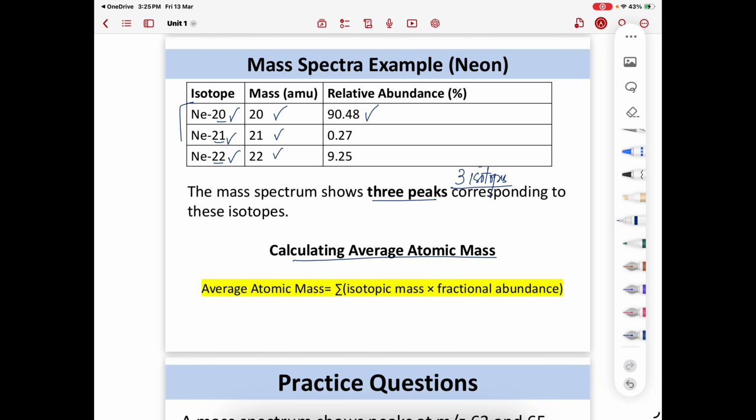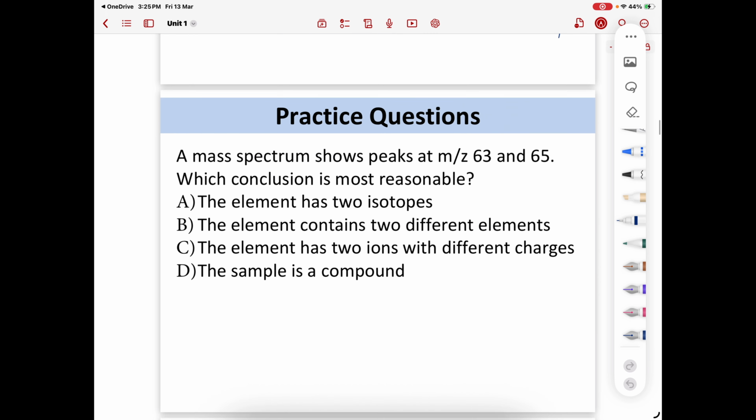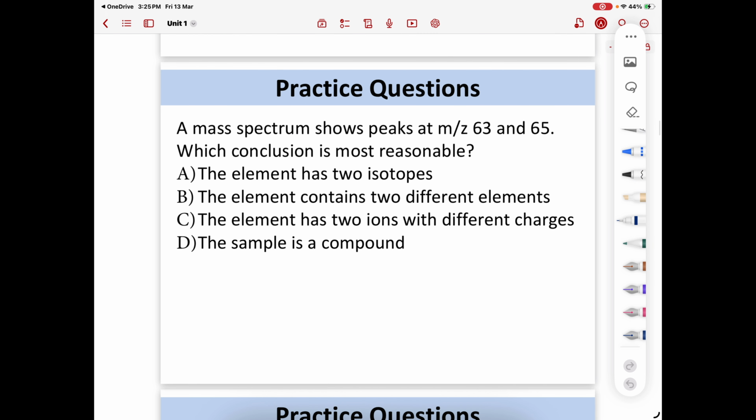Now you have 3 isotopes of neon. So neon will not have exactly the mass of 20, 21, 22. Rather, it will consider all the isotopes to calculate the average atomic mass. How do we calculate it? It's a very simple formula. Average atomic mass is equal to the summation of isotopic mass times fractional abundance for isotope 1, plus similarly for isotope 2 and so on. Let's solve a question so that you develop a secure understanding.